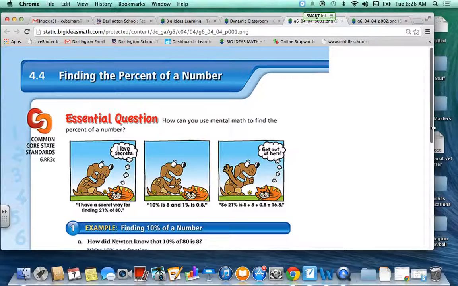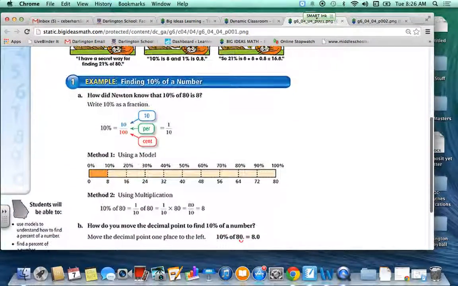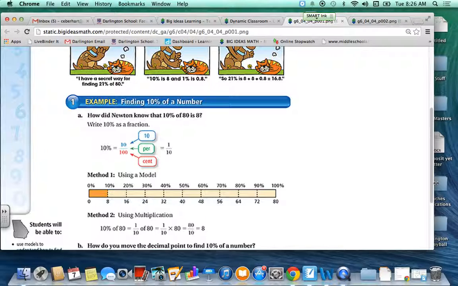So scroll down here to example number 1. It kind of explains a little bit about what the dog did. So how did Newton know that 10% of 80 is 8? You'll see in the picture here, the first part says 10% is a fraction. Well, we just did the other day, percent being out of 100. So 10% would be 10 out of 100, as you see in this fraction right here. And for every 10 that we have, it'll be out of 100. And we can simplify 10/100 to 1/10, because if you divide top and bottom by 10, we get there. So it's kind of the same idea there. We can use that later on.